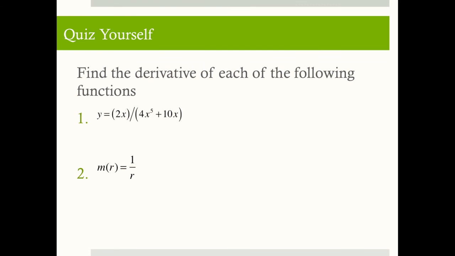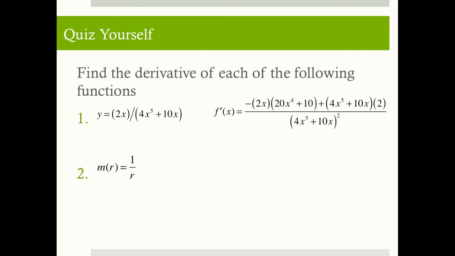Quiz yourself. Find the derivative of each of the following functions. Pause the video and try this on your own. Okay, so if y equals 2x all divided by 4x to the fifth plus 10x, then this is what the derivative is going to come out to be. It's going to be negative, 2x times 20x to the fourth plus 10, plus 4x to the fifth plus 10x, all times 2, and then we divide that entire thing by that v function squared. So 4x to the fifth plus 10x, squared.